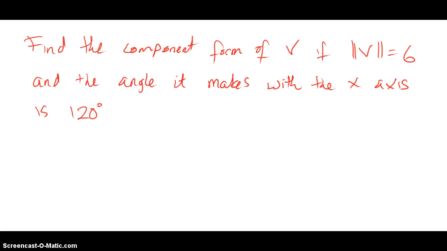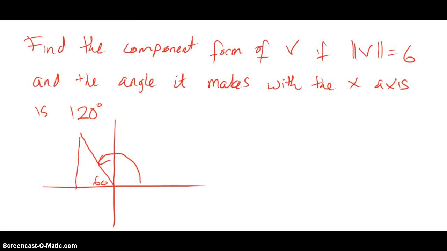So find the component form of the vector v if the magnitude of v equals 6 and the angle it makes with the x-axis is 120 degrees. So I think a picture is going to be very useful here. So 120 degrees looks something like this. So there's my 120. And if that's 120, that means that this angle here is going to be 60.